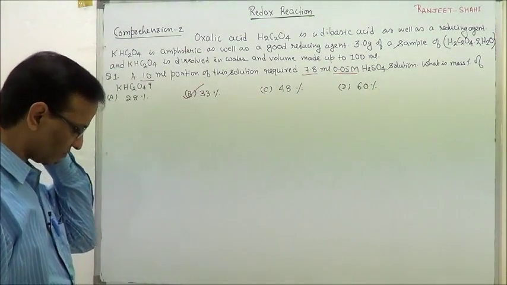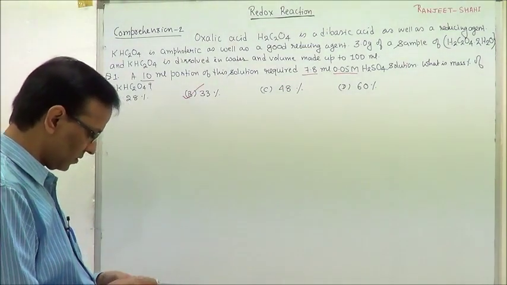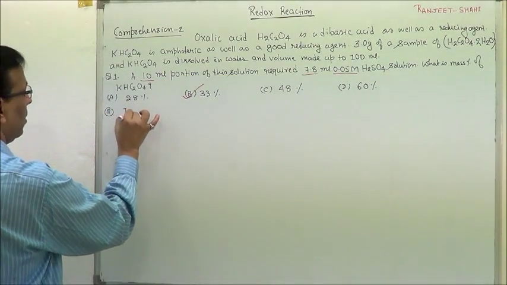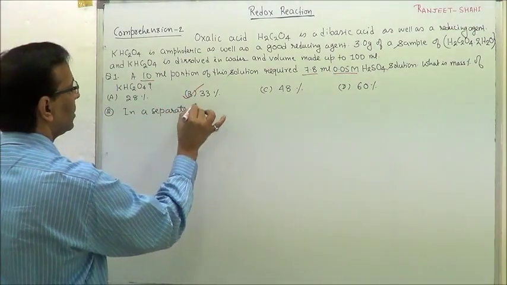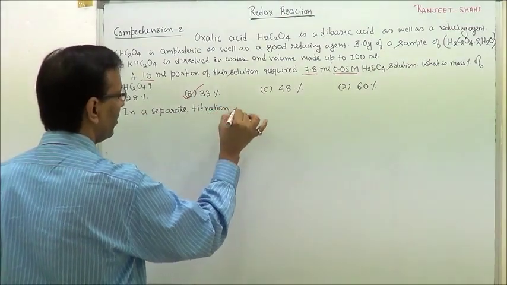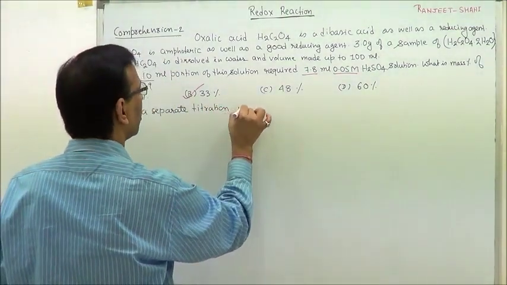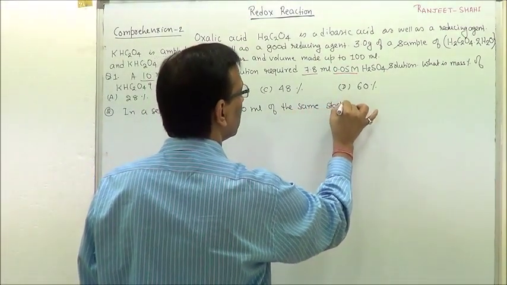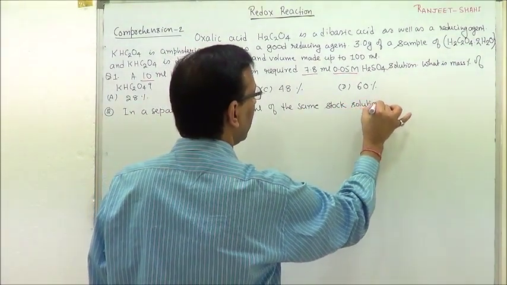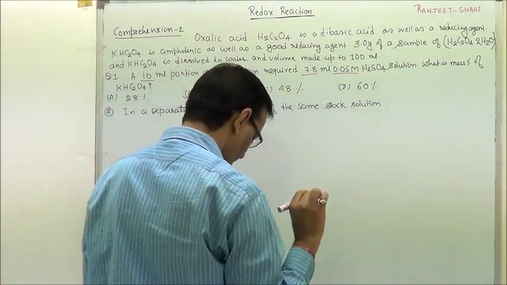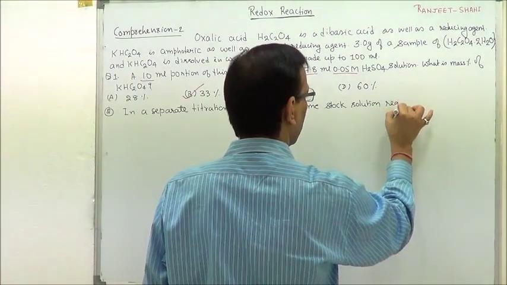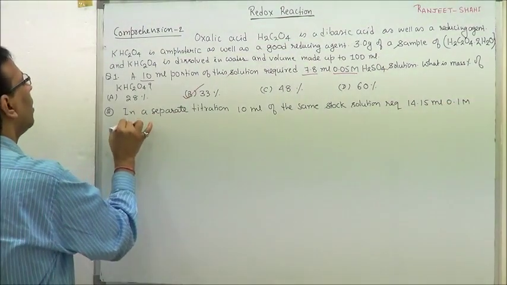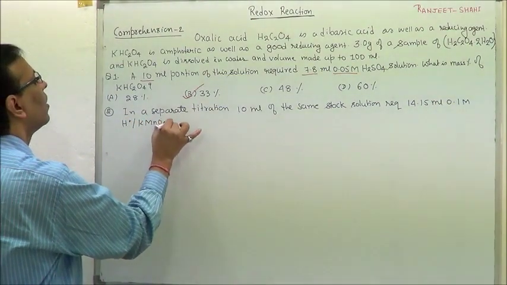So the next question is, in a separate titration, 10 ml of the same stock solution required 14.15 ml 0.1 molar acidic KMnO4 solution.